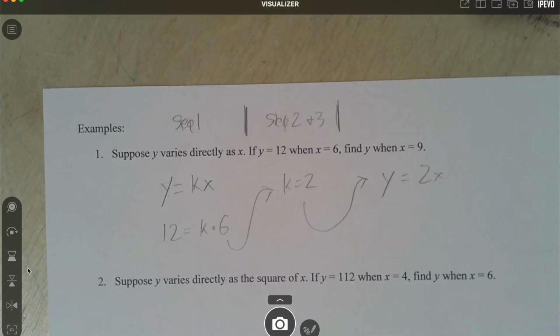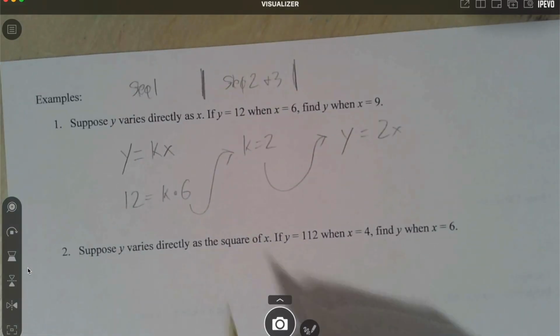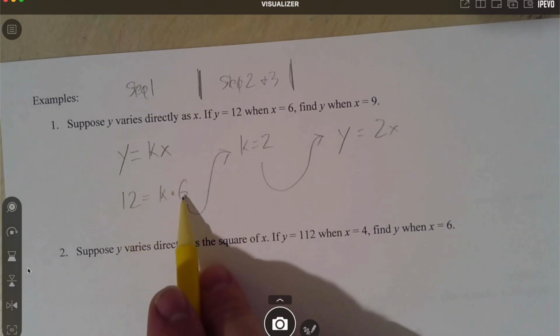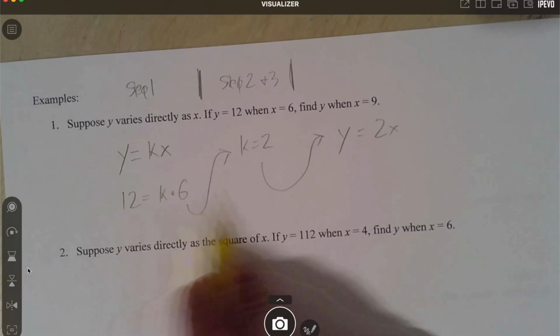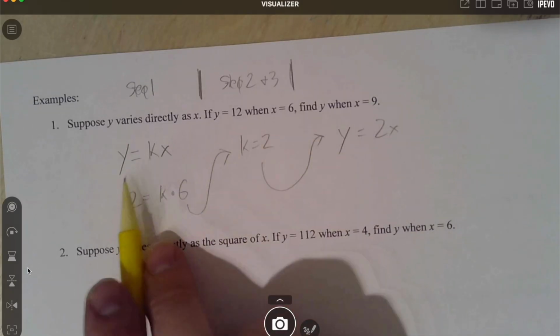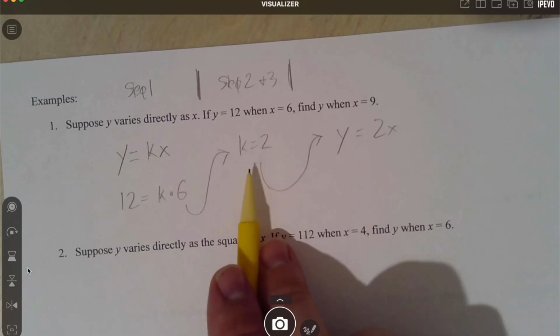And so really, you can see how simple that was. If y equals 12 and x is 6, plug in 12 for y and 6 for x, and solve for k. I just divided by 6, I got 2. I'm now rewriting this initial formula, y equals kx, with 2 instead because I just solved it.